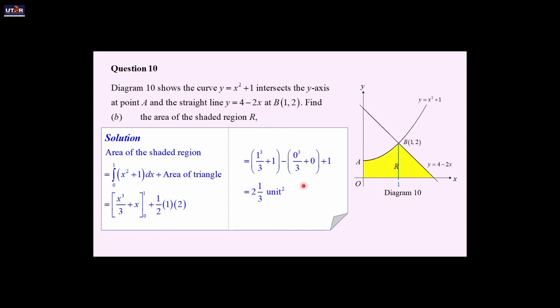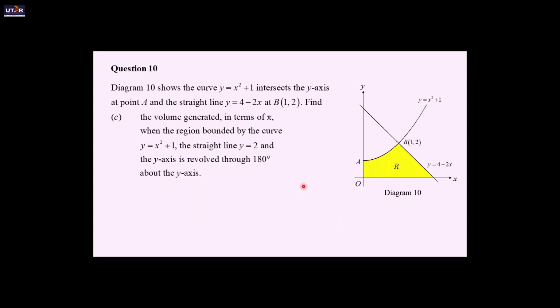Let us proceed to part C. In part C, you are asked to find the volume generated in terms of pi when the region bounded by the curve y is equal to x squared plus 1, the straight line y is equal to 2, and also the y-axis is revolved through 180 degrees about the y-axis. From the information given by the question, the region is not region R. So we shouldn't assume that we are going to generate the volume based on the region R, but we have to find the region required by the question.